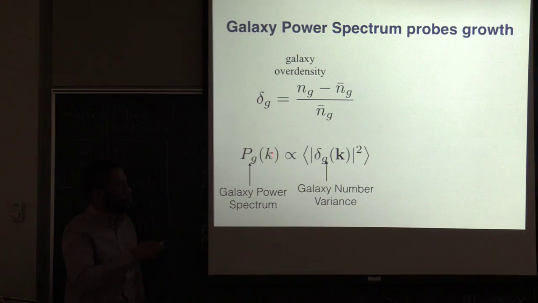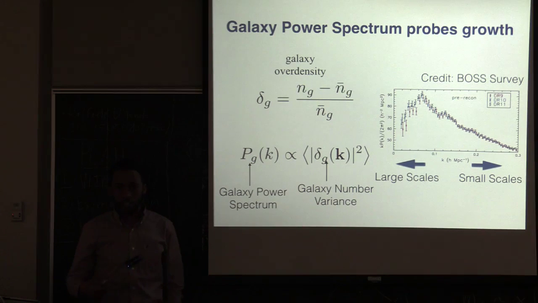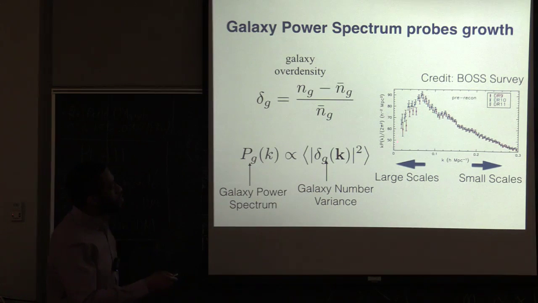If you find the variance of this parameter over the sky, specifically the Fourier component of this delta G, then you get what's called the galaxy power spectrum. This is just described as a variance of the number density of galaxies on the sky. And this is measured using galaxy surveys. Specifically, this is the latest public measurement from the BOSS survey, which is part of the Sloan Digital Sky Survey. The fluctuations on the largest scales live here, fluctuations on the smallest scales live here.